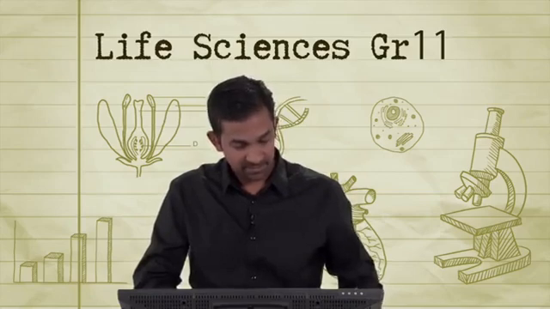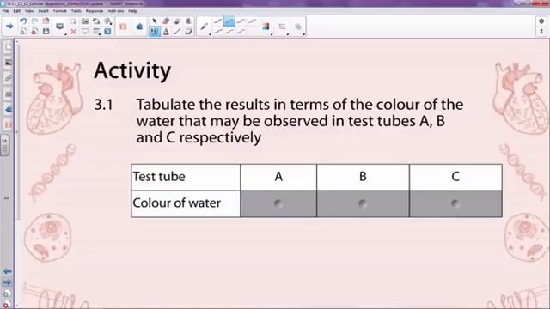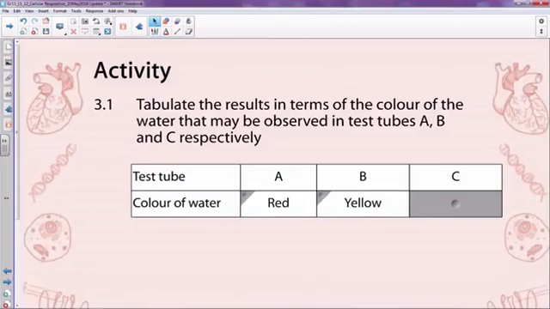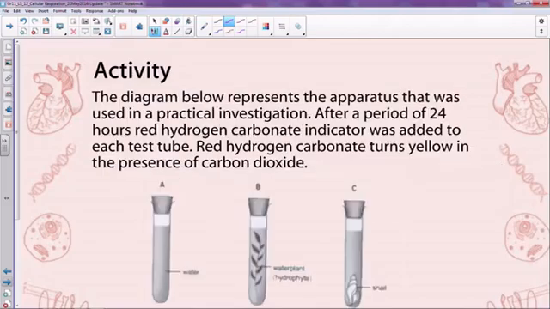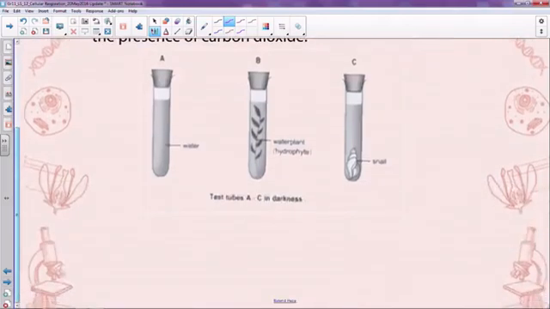So I've tabulated that in here. Let me very quickly click my answers. So A is going to be red, yellow, yellow. And the reason why red changes to yellow is that in the presence of carbon dioxide, we know that the carbonate solution turns from red to yellow, and hence the presence of carbon dioxide can be confirmed. The next question would relate to the same experiment again.